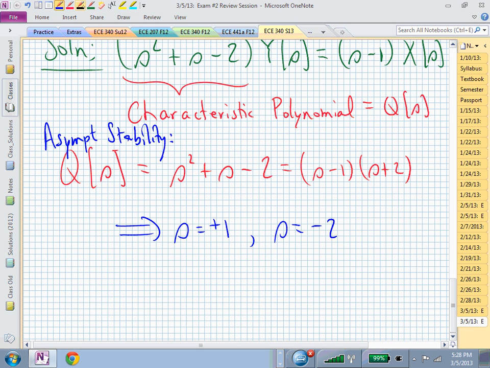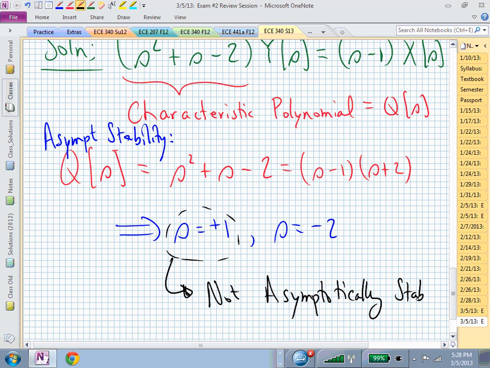And because of that, this unstable pole is saying that the system is not asymptotically stable. That particular system, governed by those dynamics, that one's not asymptotically stable. But that doesn't say anything about the BIBO stability.